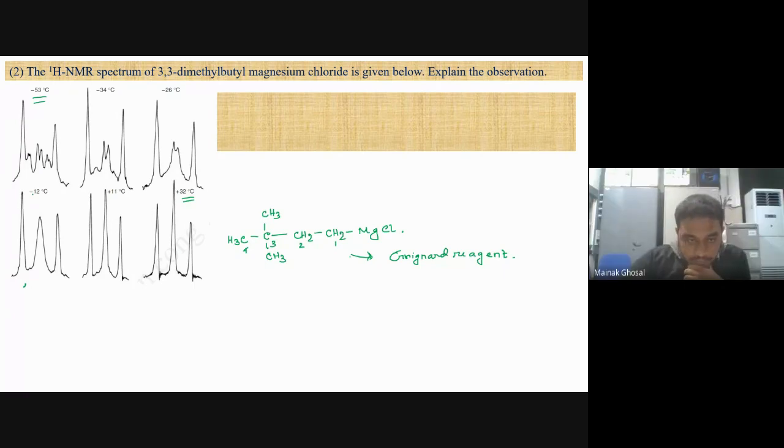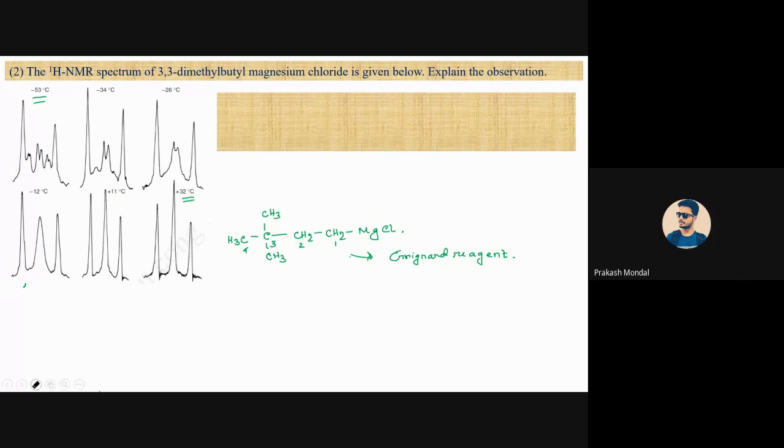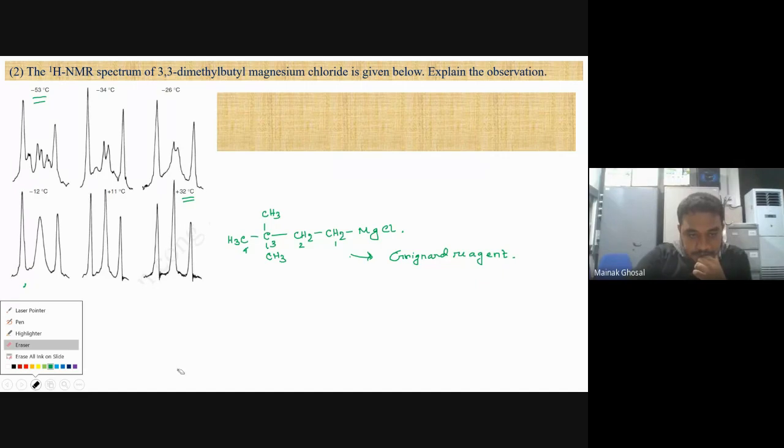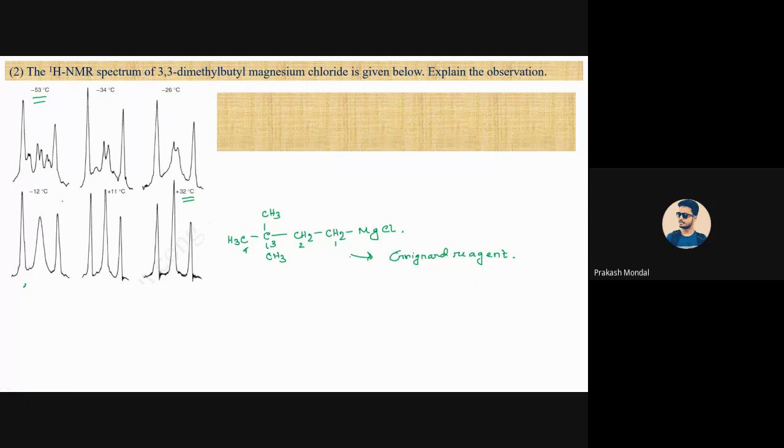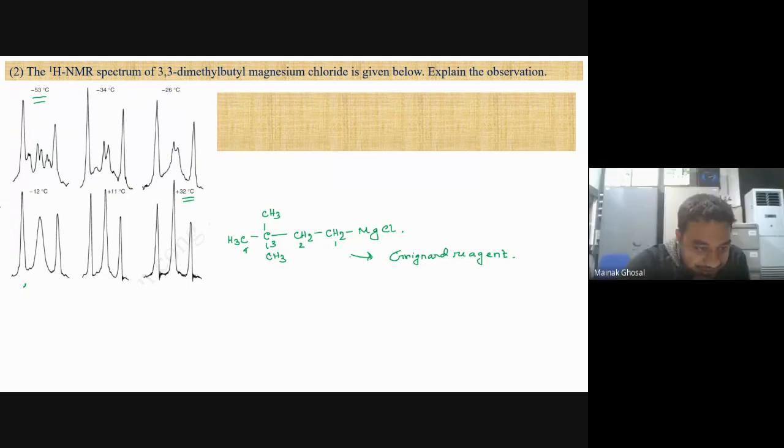Okay. And at high temperature, what happens? At low temperature, what happens? Take your time. You were telling about this bond rotation, right? Okay. Anybody else? Single bond.